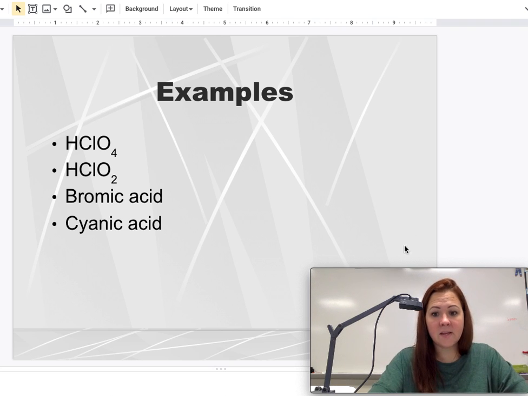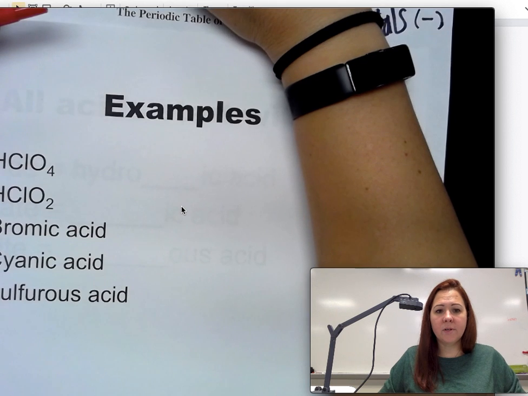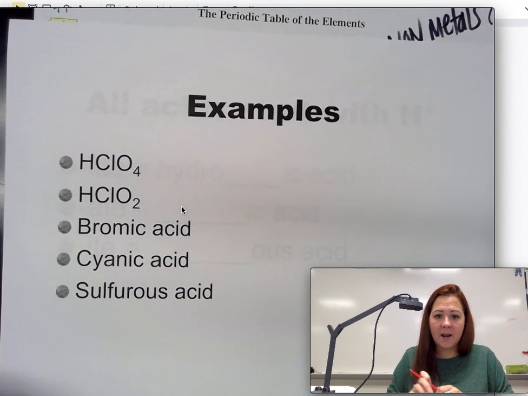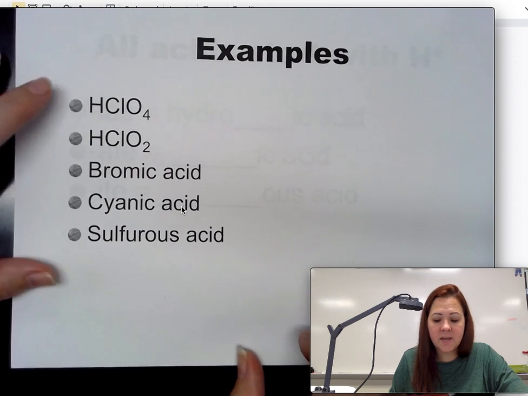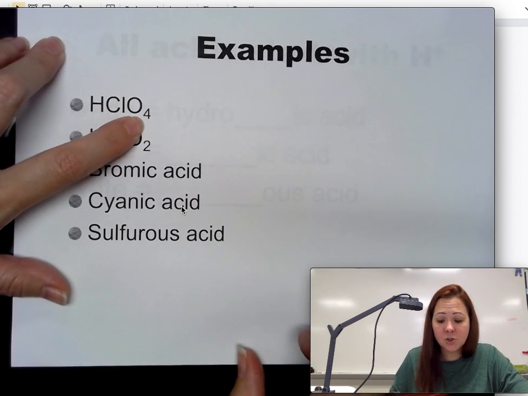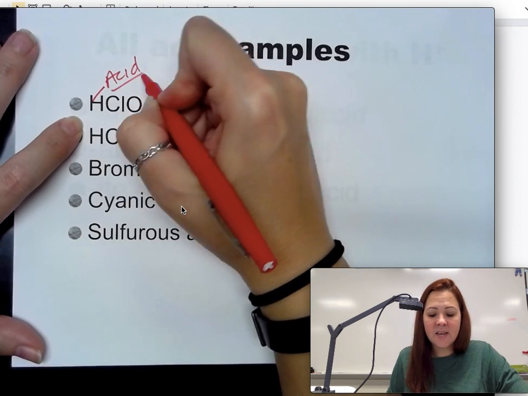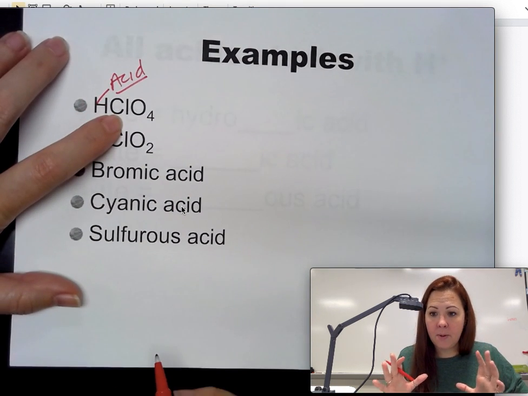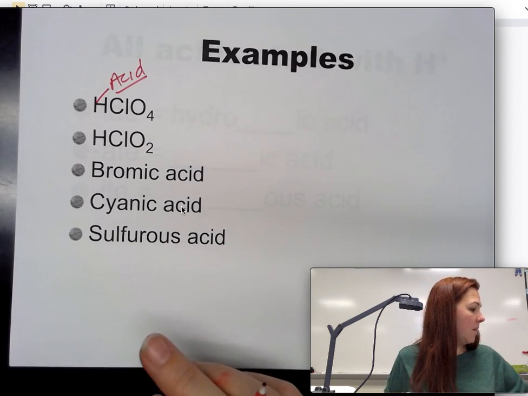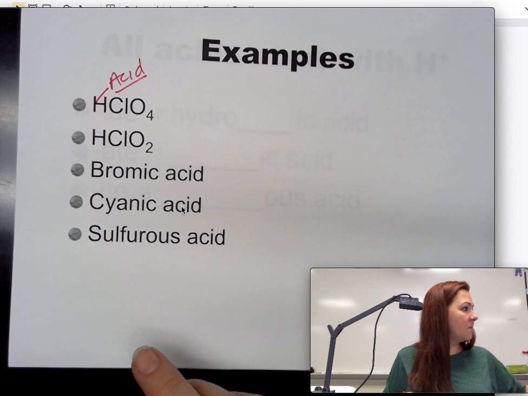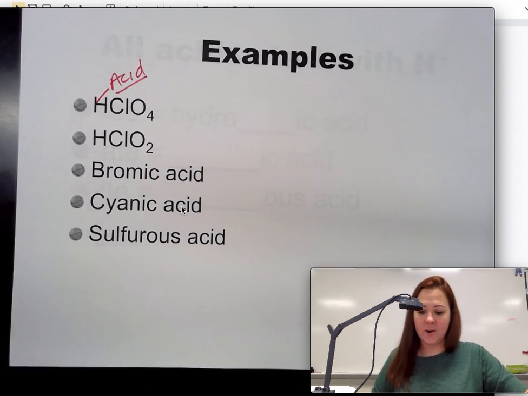So with these examples, I've got my document camera here that we're going to swap over to, and I've got 5 of them here. The first one says HClO4. H just means acid. So for ClO4, I'm going to find it on my polyatomic ion chart. I was trying to look for one, and apparently I didn't grab it. Oh wait, there it is. Sorry. I usually keep one right next to me.